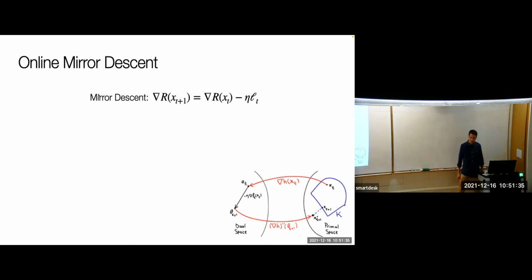And then we just... Sorry? To get x_{t+1}, you need to invert the gradient, yeah. So it's important that the gradient be invertible. This doesn't always hold.